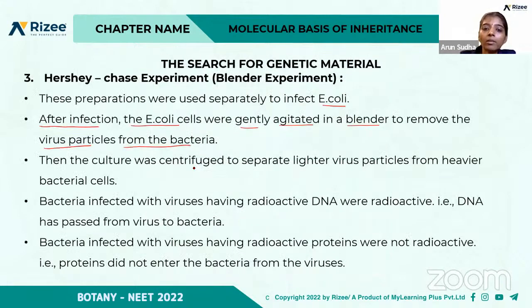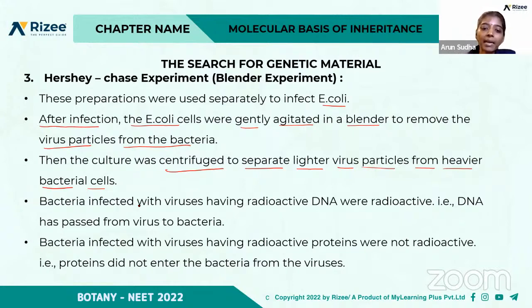Then the culture was centrifuged to separate the lighter virus particles from heavier bacterial cells. The bacterial cells are heavy, but the virus particles, that is the outer protein coat, first we have to separate. For that they use the technique of centrifugation. What is the use of centrifugation? It will separate the particles based on molecular weight. Whatever is the lighter particle will be separated in the supernatant, the liquid that is present above, right? So they centrifuge to separate the lighter virus particles from heavier bacterial cells.